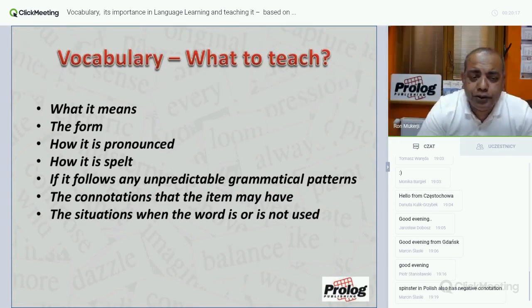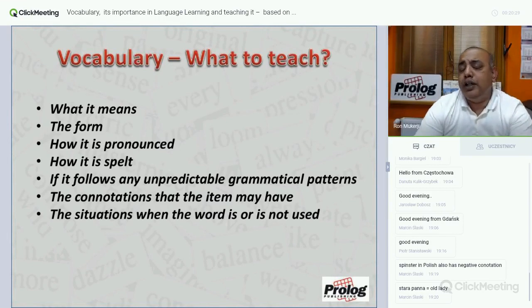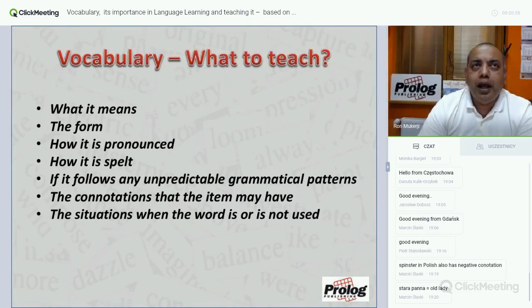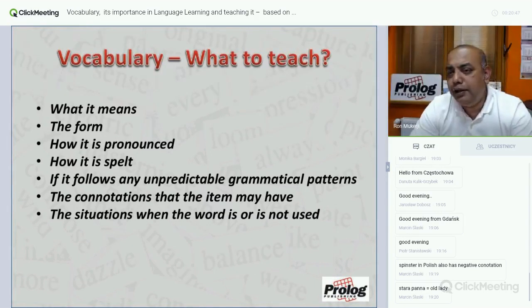The situations when the word is or is not used. Now, for example, even at beginner levels, A1, A2, what is the first thing in A1 that you teach a student? It's probably how to react when you meet someone, you know? Hello, hi, good morning, good evening, and so on and so forth. So what's the difference between hello, hi, good evening, if it's all the same?